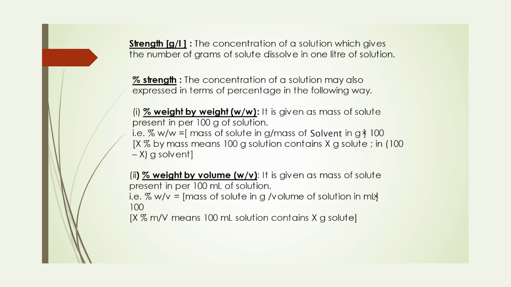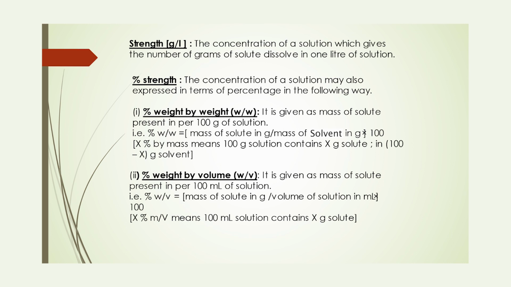So, strength is in mass per volume in liter. So, strength is 1.5 gram divided by 0.1 liter, that is 15 gram per liter. Now, second one is percent strength. Percent strength can be expressed in percentage mass by mass or m by m. It means that x gram of solute dissolved in 100 gram of solvent.